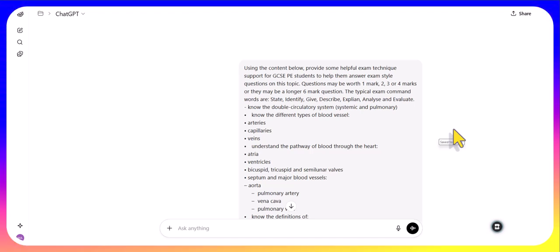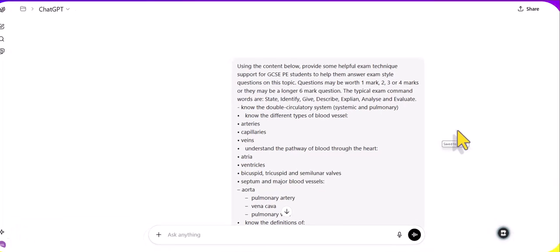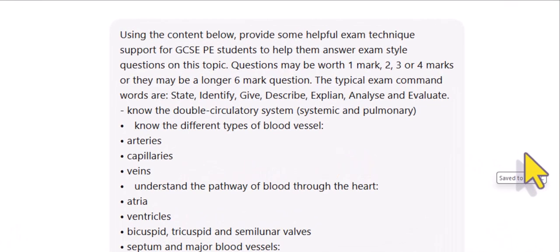So what have I done here? I've been quite specific again. You can see I've asked ChatGPT to use the content that I provided, and I've said, create some helpful exam technique support for my GCSE students to help them answer exam style questions on this topic. I've been specific there and told them the types of questions there might be: 1 mark, 2 mark, 3 mark, 4 mark, or a 6-mark question as well.